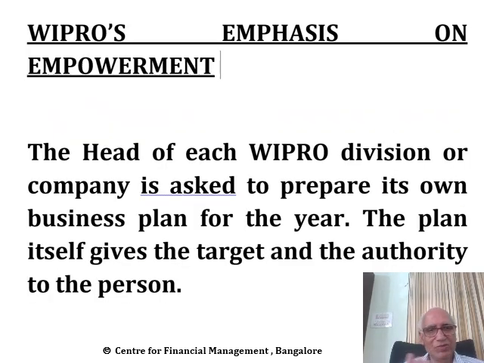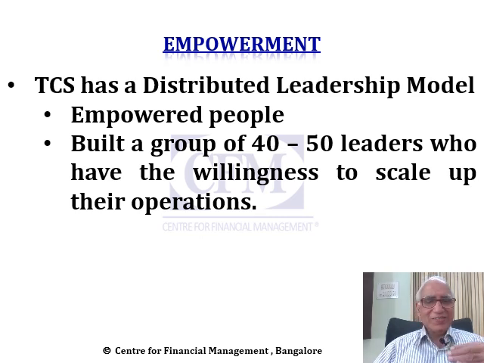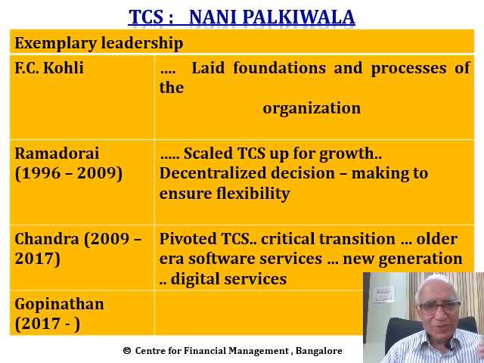Wipro's emphasis on empowerment. The head of each Wipro division or company is asked to prepare its own business plan for the year. The plan itself gives the target and the authority to the person. Empowerment at TCS. TCS has a distributed leadership model. It has empowered people. It has built a group of 40 to 50 leaders who have the willingness to scale up their operations. A word about exemplary leadership at TCS.